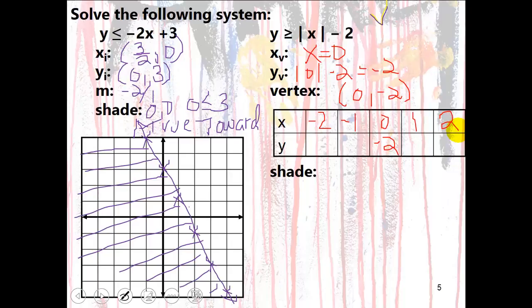Negative 1, absolute value of negative 1 is 1. 1 minus 2 is negative 1. Plug in negative 2. Negative 2, absolute value is 2. 2 minus 2 is 0. And then symmetry gets me to the same numbers here. And then I'm going to graph this. So here we go.